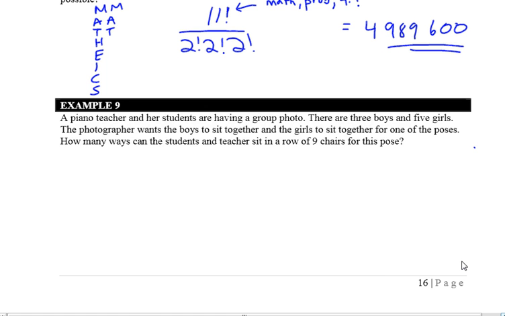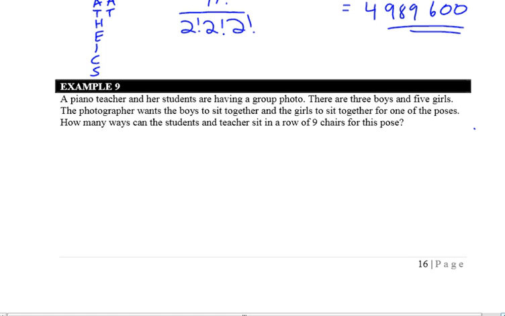Okay, a piano teacher and her students have a group photo. There are 3 boys, 5 girls. The photographer wants the boys to sit together and the girls to sit together for one of the poses. How many ways can the students and teacher sit in a row of 9 chairs?